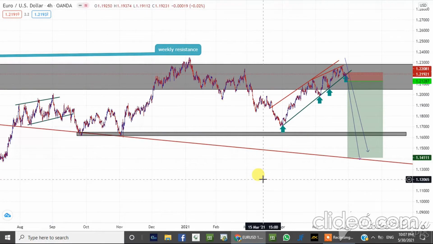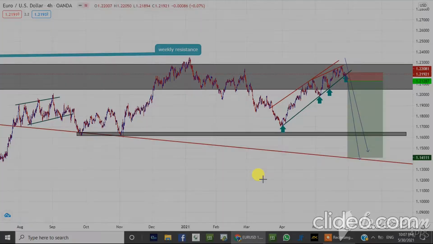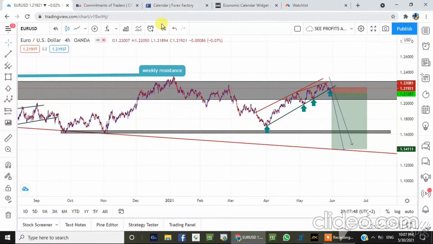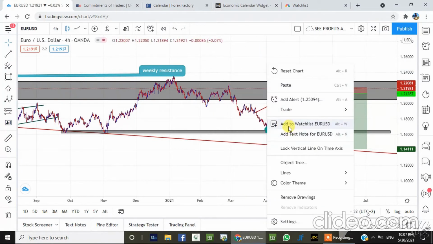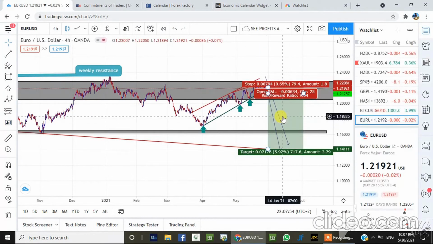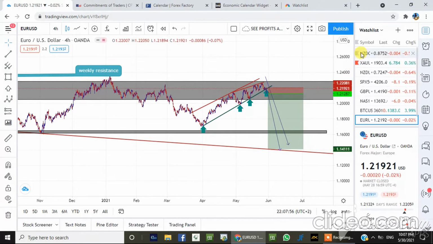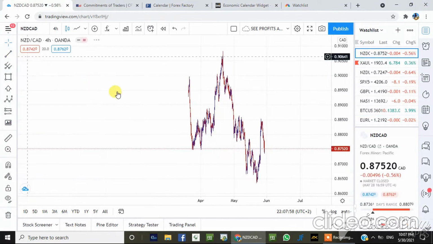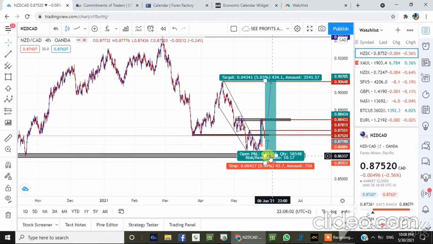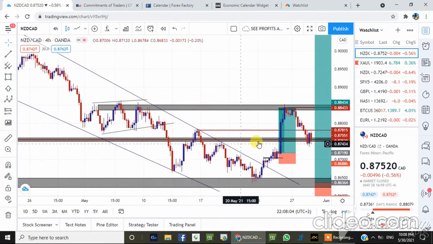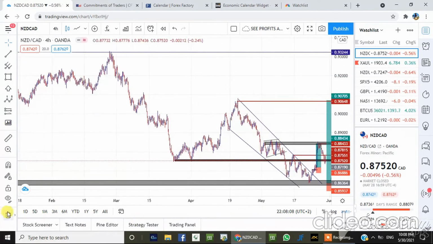H4 EURUSD. We are done with EURUSD. Now let us go to NZDCAD. On NZDCAD, if you look very carefully, we took a buy trade as well, and it shows straight into profits. So let us reanalyze NZDCAD.